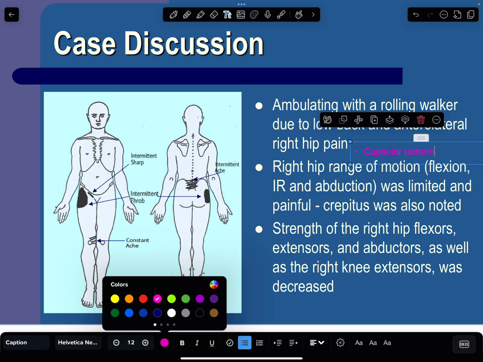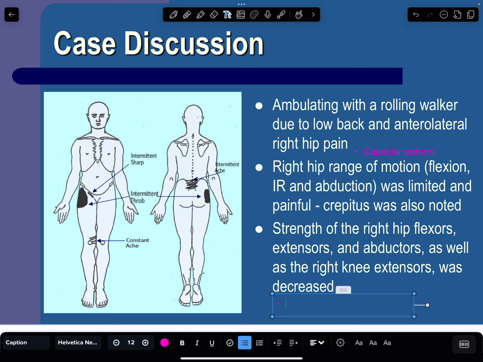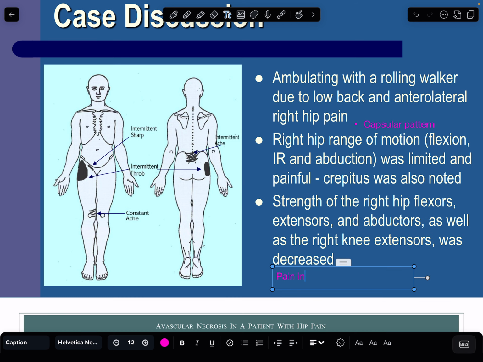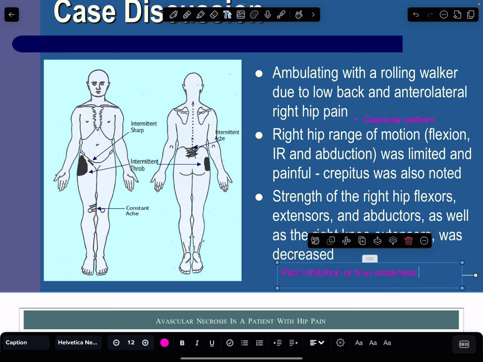So again, these are basic concepts, but if you're evaluating strength and there's pain associated with it, you don't know if it's pain inhibited, right, or if it's true weakness. So you wouldn't know that. But right knee extensors were definitely weak, and there was no pain associated with it. So he had frank weakness of his knee extensors.